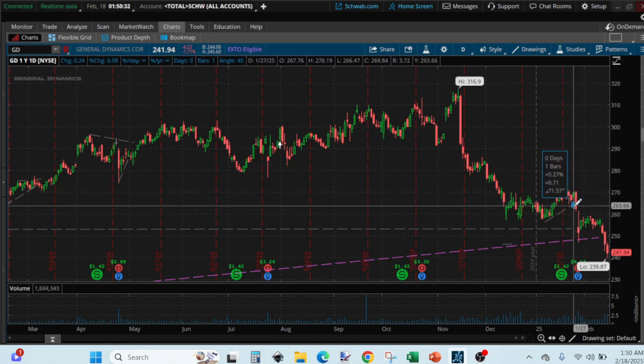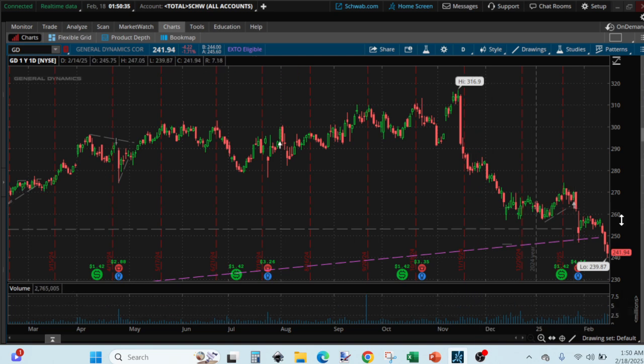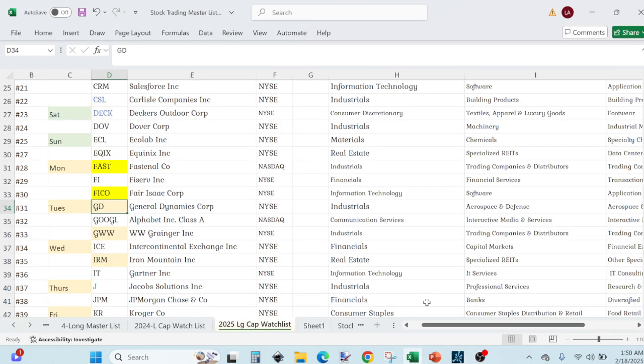So, that is GD. We got in too early, so we might have to be in that trade for a while until the price goes back up. The next one is Google.